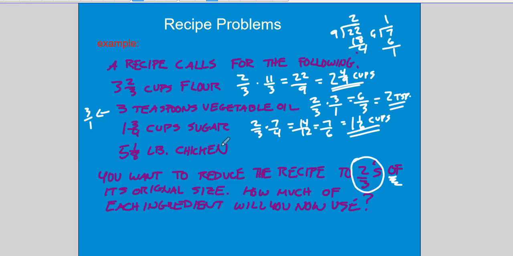Then 5 1/8 pounds chicken. Well, I'm taking 2/3 of that. 5 1/8 is 5 times 8 is 40 plus 1 is 41 over 8. Now I can reduce that a little. I'm going to do it here because the numbers get a little big. So 2 goes into 2 once. 2 goes into 8 4 times. So 1 times 41 is 41 over 12. So writing that as a mixed number, 12 goes into 41 3 times. 3 times 12 is 36. Subtract. That's going to be 5. So it's going to be 3 5/12 pounds. Okay, so that answers that.